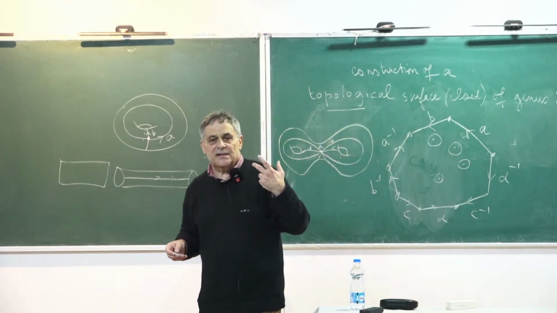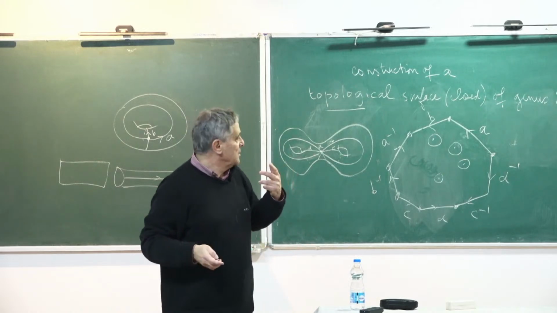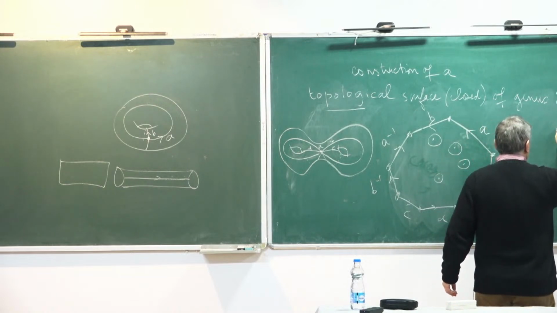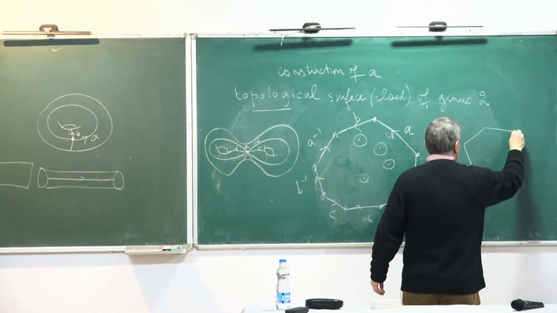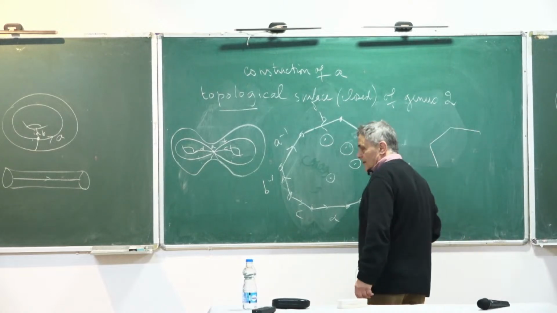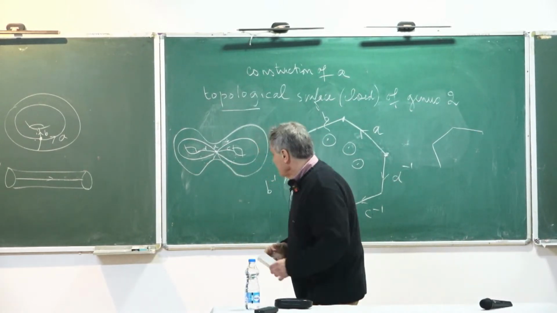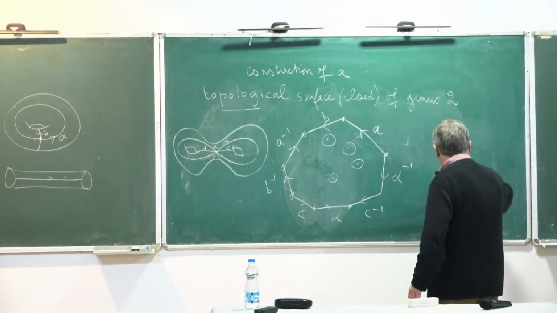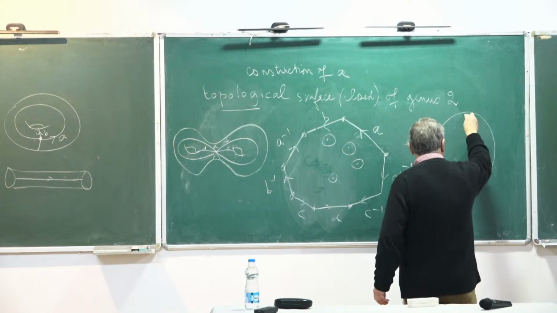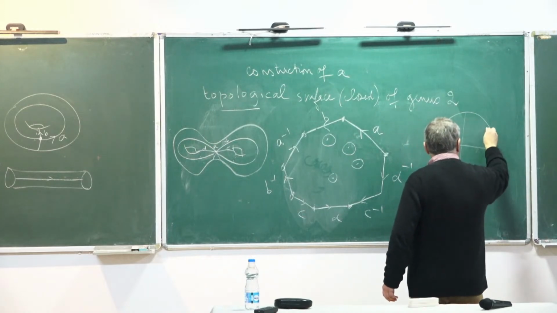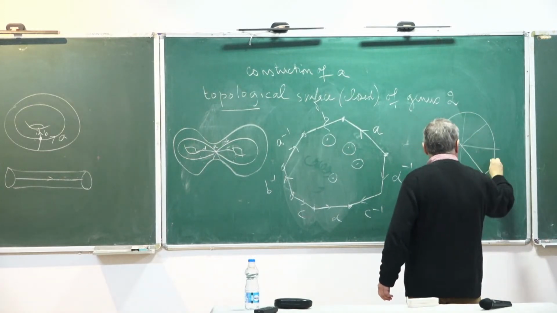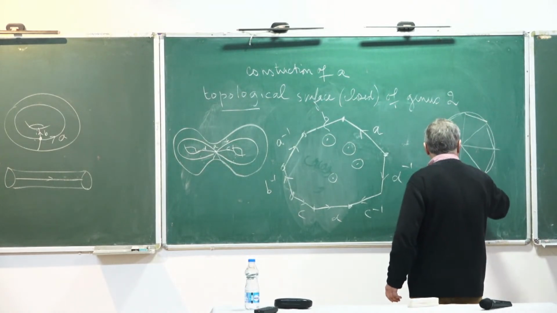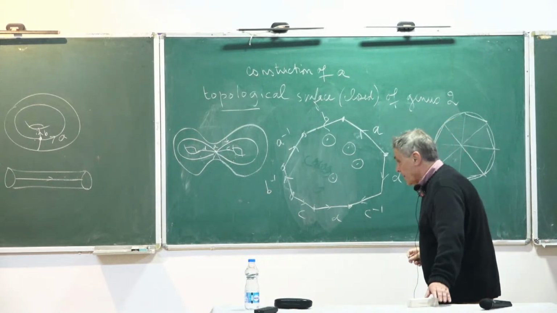So the two sides must have the same length, right? So why don't I start with a regular octagon? You see, I want a regular octagon. The only way I can do this is to do this, and then I draw a regular octagon.